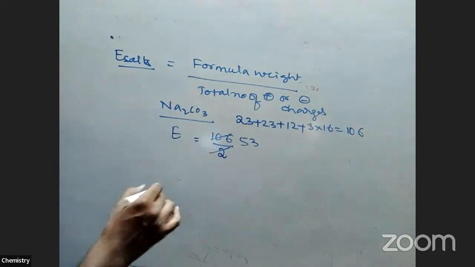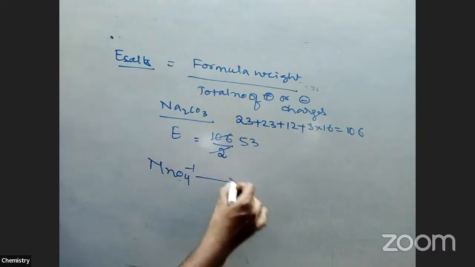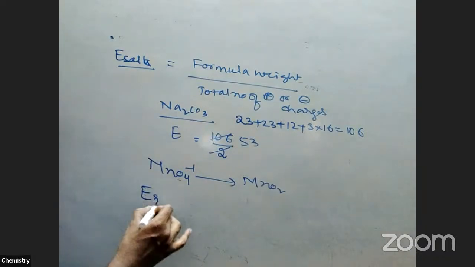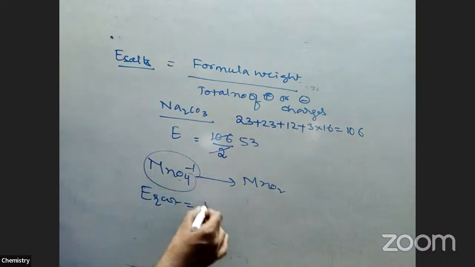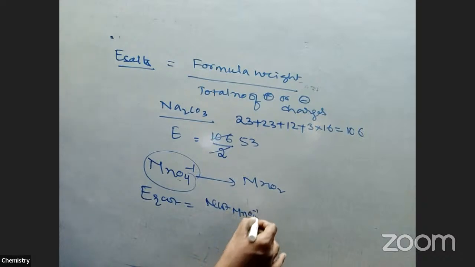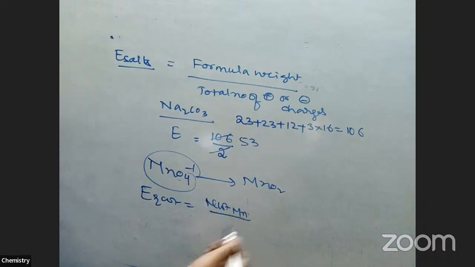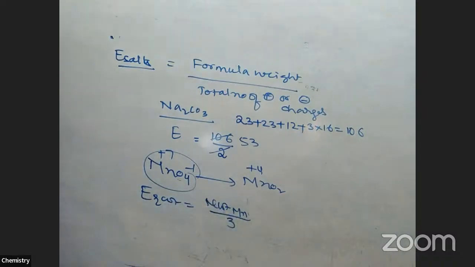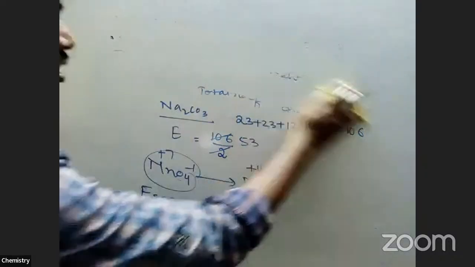And in redox reactions, imagine MnO4 -1 converted into MnO2. What is the equivalent weight? Equivalent weight is equal to the molecular weight of MnO4 by the change in oxidation state of Mn. It is +7 to +4, so the change is 3. This is the method to find equivalent weight in redox cases. So in normality, instead of molecular weight, we use equivalent weight.